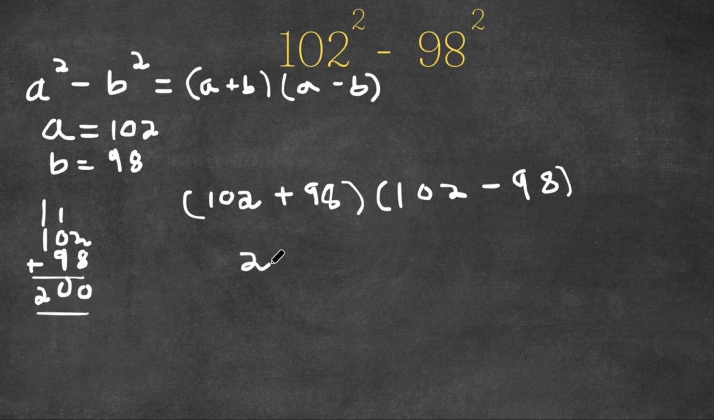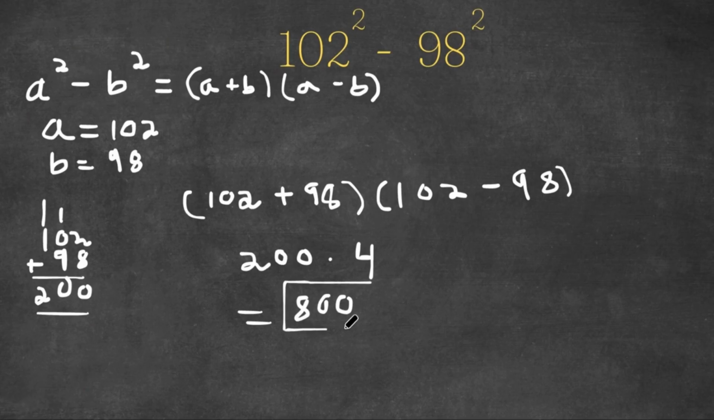So now we have 200 times 102 minus 98. Now that's 4. So now we have 200 times 4, and 200 times 4 is simply equal to 800. So 800 is our answer.